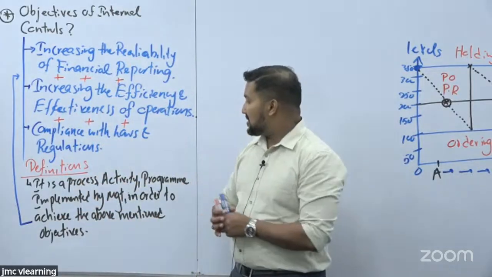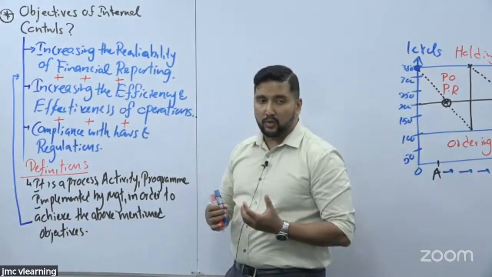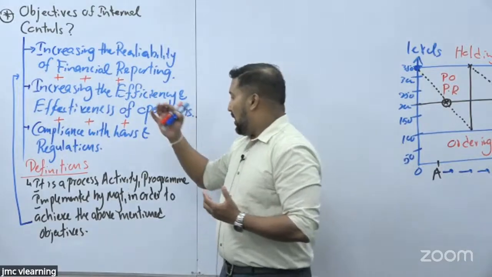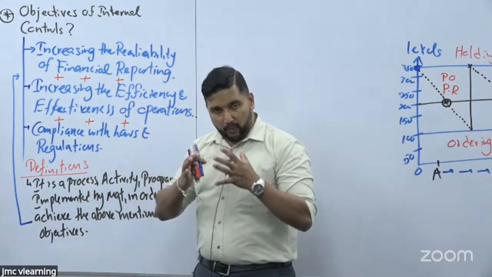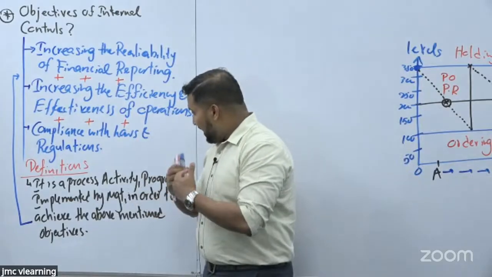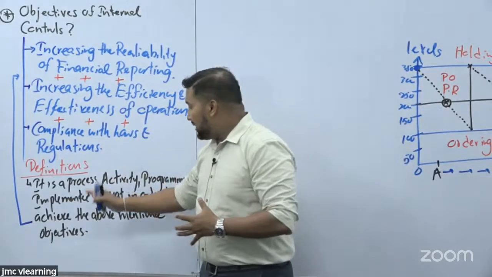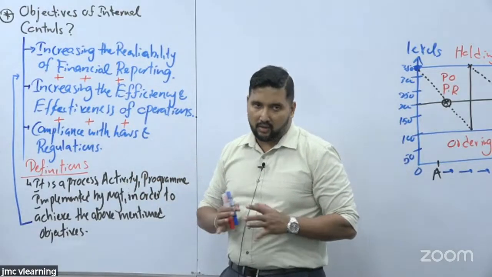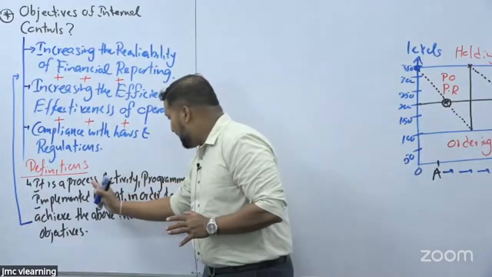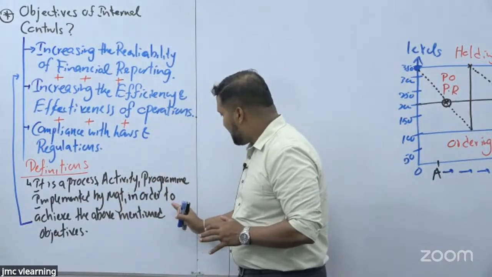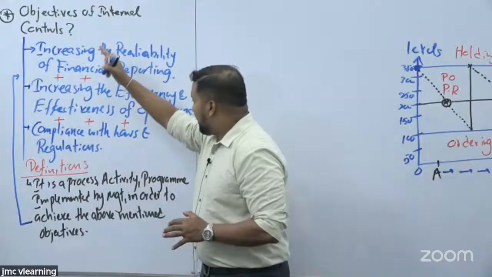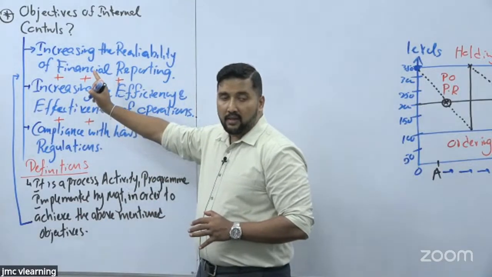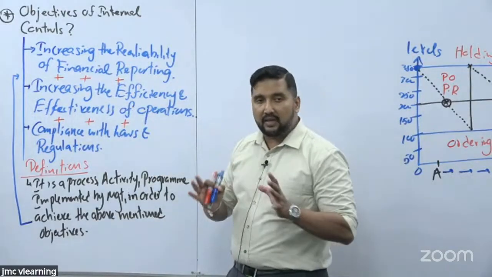Clear? Going forward, if someone asks you what is the definition of internal controls, what is the answer that you need to give? Internal controls can be defined as a process, program, activity implemented by the management or people who are responsible for good governance of the organization or the board of directors, in order to achieve the above mentioned objectives. That is referred to as internal control. So are we clear on the definitions then?